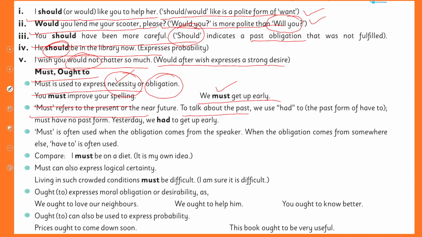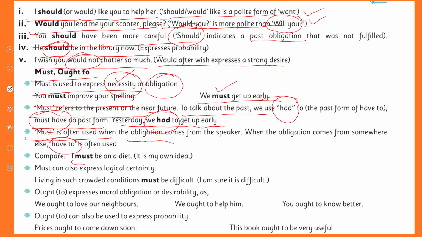If you want to talk about the past, we use had to, the past form of have to. Must has no past form. Yesterday we had to get up early. It is showing a past form of have to, since we are talking about the past. Now, must is often used when the obligation comes from the speaker. When the obligation comes from somewhere else, we use have to.